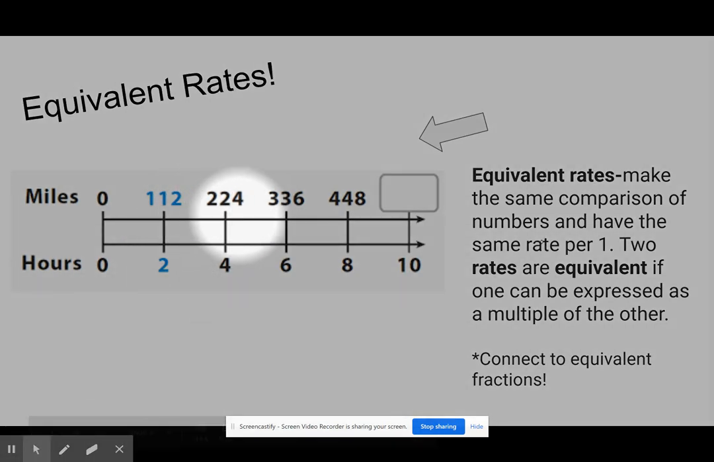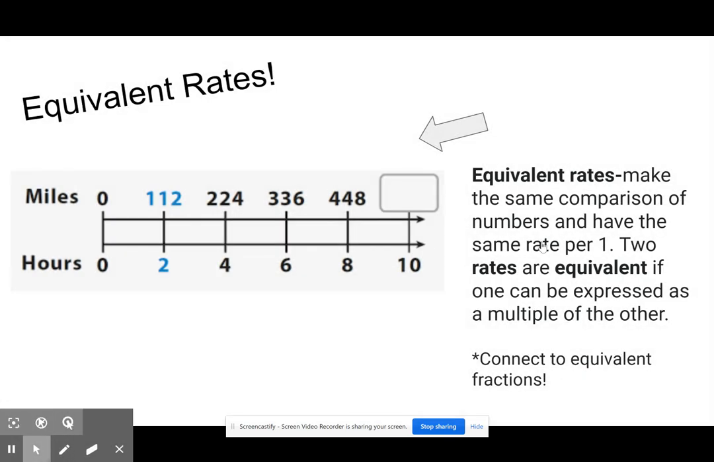Okay. And then another equivalent rate is 336 miles in 6 hours, because what's happening here is from this one to this one, it just doubled. From this all the way to this one, it tripled. And as long as we multiply one unit, like miles, by the same multiplier as the hours, we're just continuously generating equivalent rates.